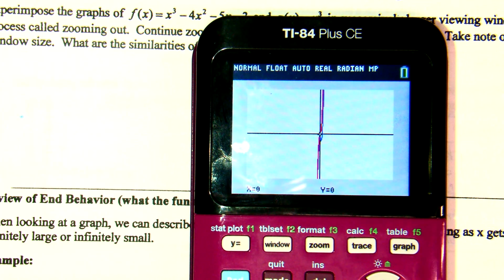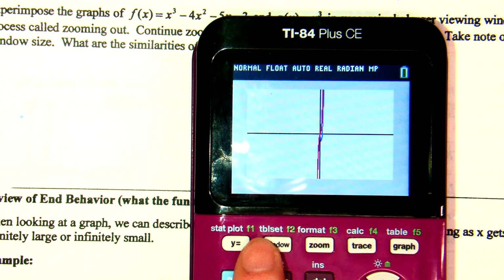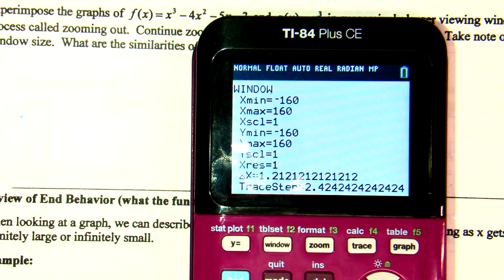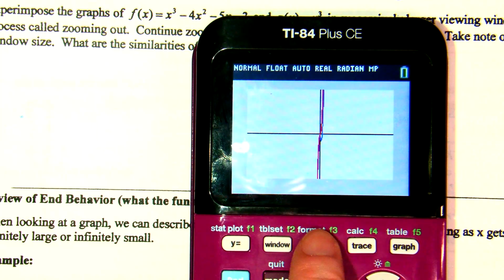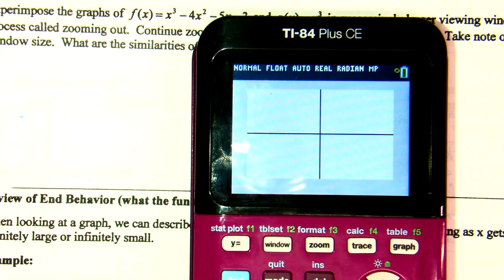So, what window did it put me at? Yeah, it did put me at a negative 160 by positive 160 window. If you wanted to play with those numbers some, you could play with those numbers to see what happens. If I zoom out one more time, right here, they're very close to being identical. If I zoom out one more time, I am so far out that you can't tell what's happening at all.